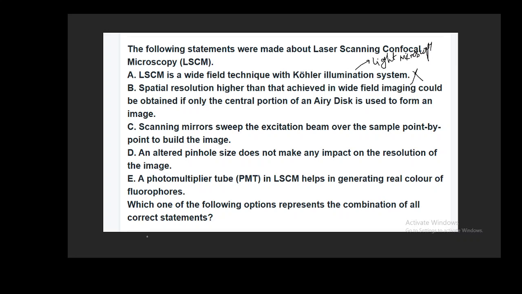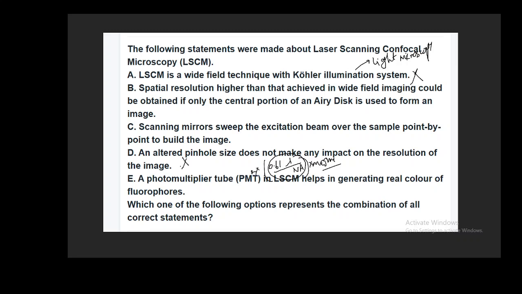Now the second statement: spatial resolution is higher than that achieved in wide field imaging, and could be obtained if only the central portion of the area disk is used to form the image. Definitely it is higher. If it is the central portion, it is more focused, if the pinhole is more focused. So this is the correct statement. Then, scanning mirrors sweep the excitation beam over the sample point to build the three-dimensional image. This is again correct. Now the fourth one: an altered pinhole size does not make any impact on the resolution. It does make an impact. The pinhole size is decided by lambda over NA squared multiplied by magnification. So whatever the pinhole size, it will definitely decide your resolution and resolving power. So this is the wrong statement.